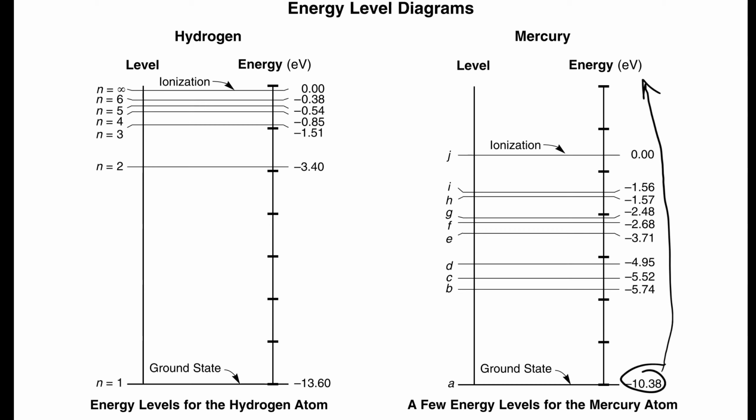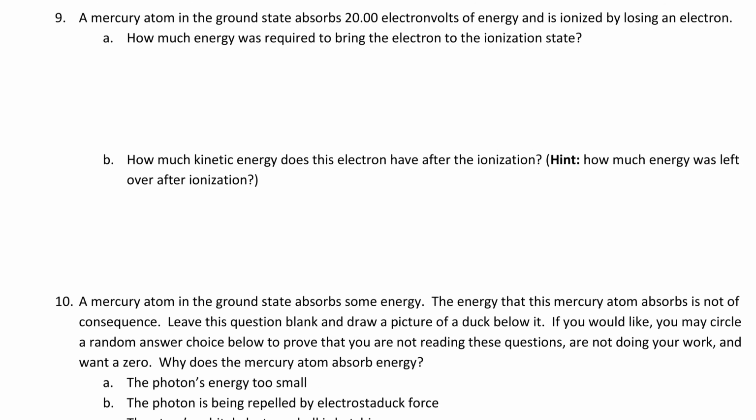It is transferred into kinetic energy of the electron. So it absorbs the 20 electron volts. Some of it is being used to become ionized, and the remaining is being used in the form of kinetic energy. That electron starts moving away from the atom. So how can we represent those ideas here?